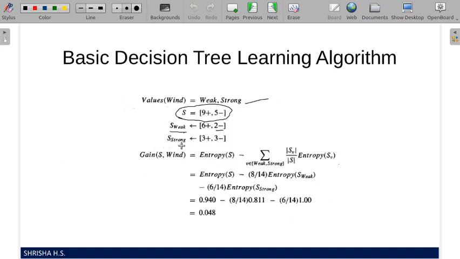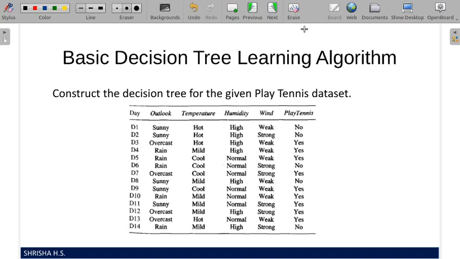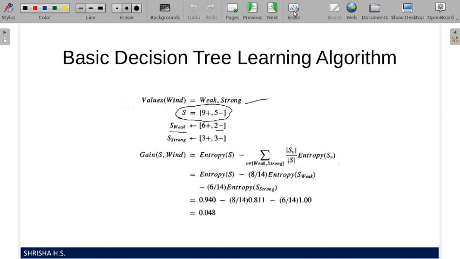Similarly, when wind is strong, 3 positives are there and 3 negatives are there. So wind is strong, so we'll take negative 1, negative 2, negative 3. Let's see the positives: positive 1, positive 2, positive 3. So 3 positives are there, 3 negatives are there. Okay, so fine, then we have this.